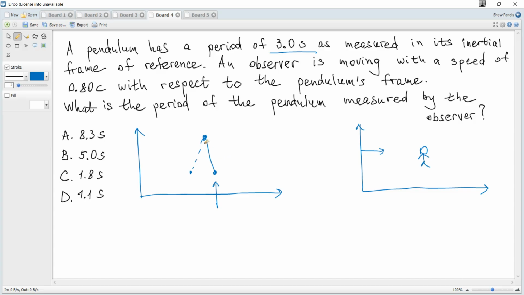moving relative to this pendulum's reference frame, because when this reference frame is stationary but this is moving with respect to this pendulum, it seems that the observer is moving in the opposite direction. This situation is symmetrical. So this observer will measure a dilated time interval. It means a greater time interval, and it's greater by a factor of gamma, which is 1 over the square root of 1 minus v squared over c squared.